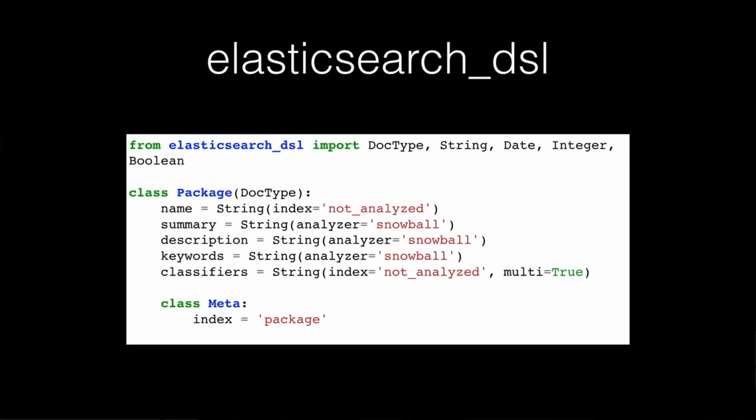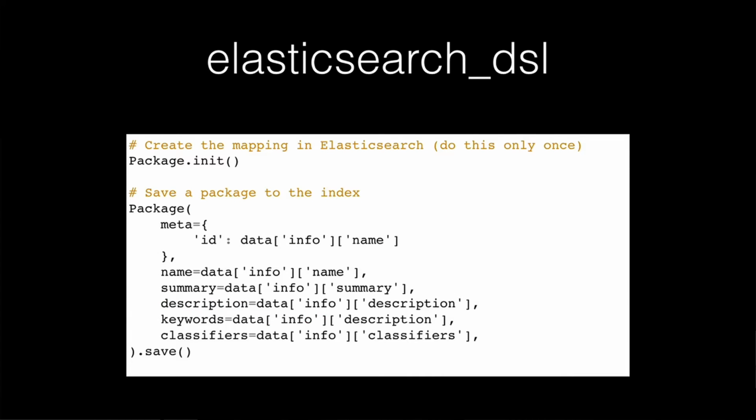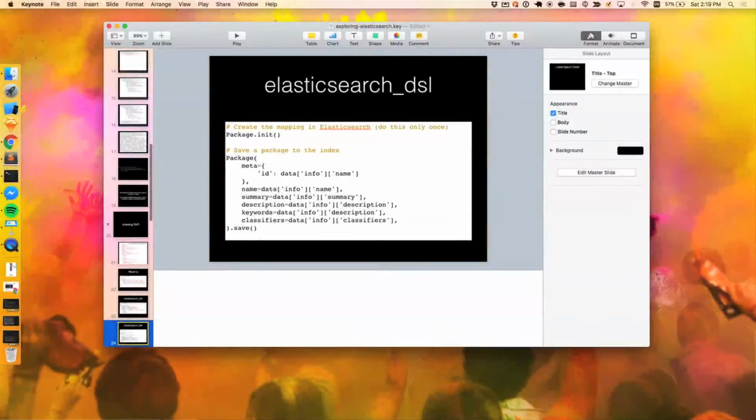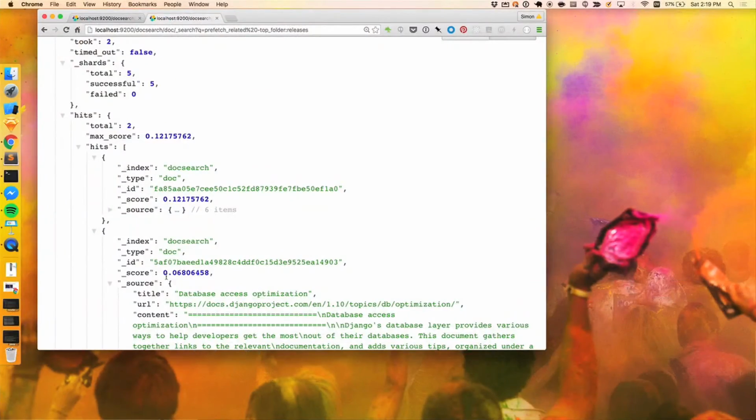So once you've done that, you call Package.init, and that'll do the PUT and send the JSON up and set up those documents for you. And then to actually save an object, you construct the class, feed in the name, the summary, the description. You feed in the ID if you want to send it an ID as a subproperty of the meta dictionary for some reason. And then you call .save at the end, and that will send your document up to Elasticsearch and save it there. So given that, let's switch over to another demo and actually show you what some of that looks like.